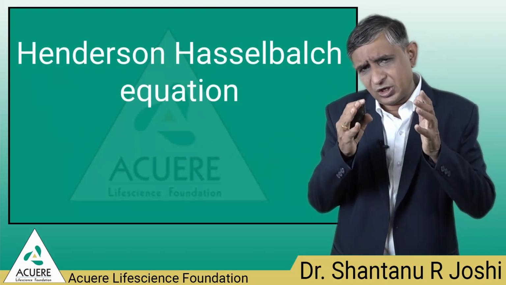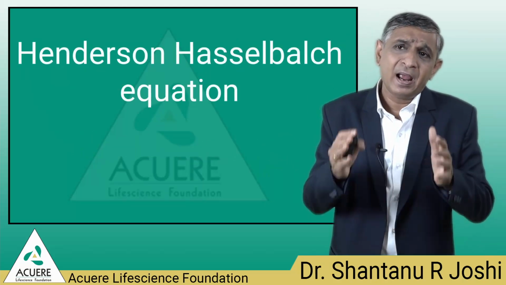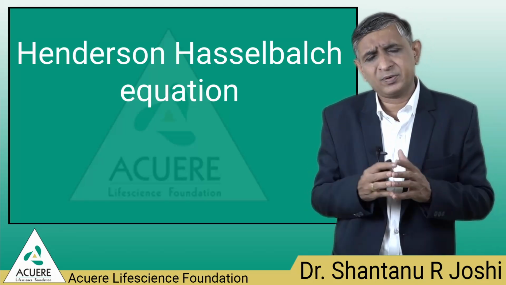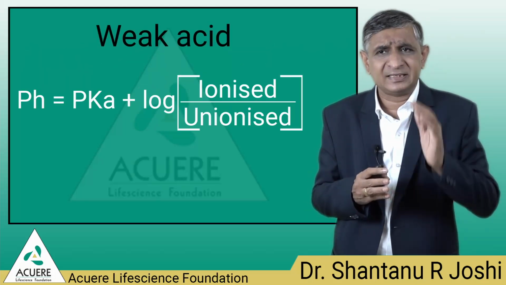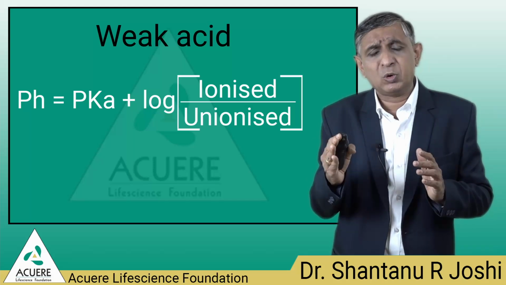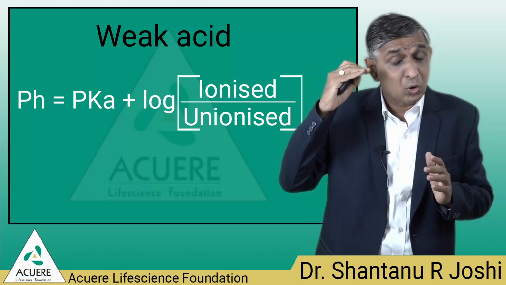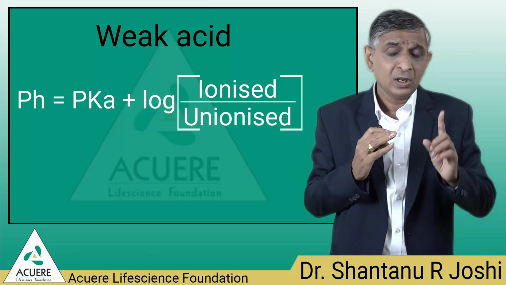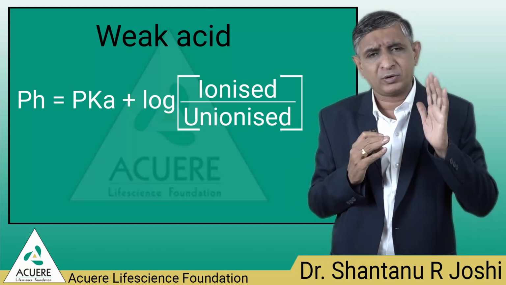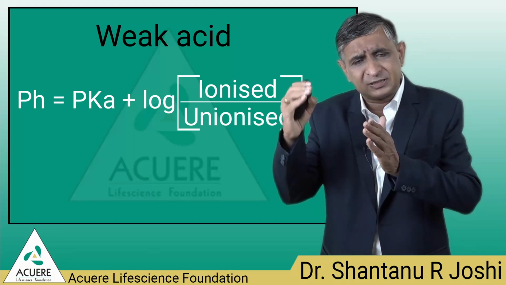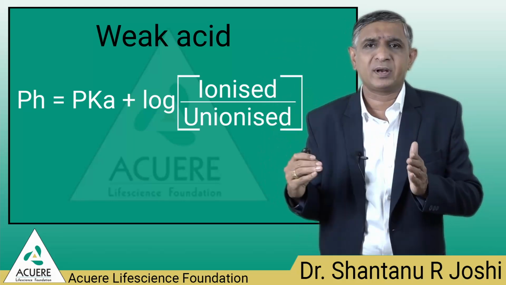The ionization of a weak acid is given by the Henderson-Hasselbalch equation. What is this equation? For a weak acid, pH is equal to pK plus log of ionized to unionized drug. Do remember, this is very important. I am telling you that pH is equal to pK plus log of ionized to unionized.